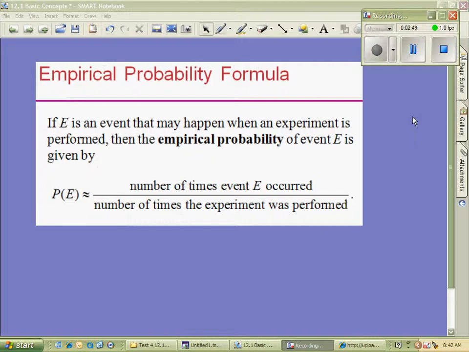So just real quickly, we go back through, just so you can see it written down: if an event may happen when an experiment is performed, then the empirical probability of the event E is written as that. So it's just a language piece. It's the same thing. Here is the favorable over the total number. It looks exactly like what we've been talking about.